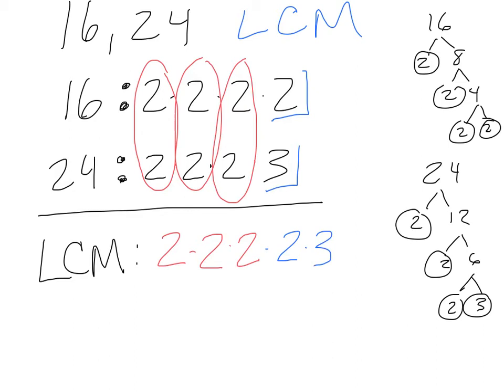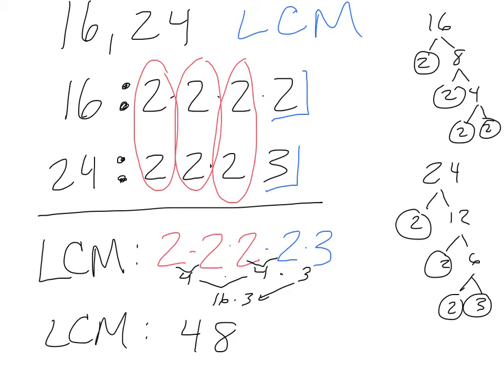So your least common multiple is 2 times 2, which is 4, and you still have this 3. So all I'm doing is multiplying these numbers together. I've got 2 times 2 for 4, 2 times 2 for another 4, and then 3. 4 times 4 for 16, and you still have this 3. So 16 times 3 is 48, your least common multiple.